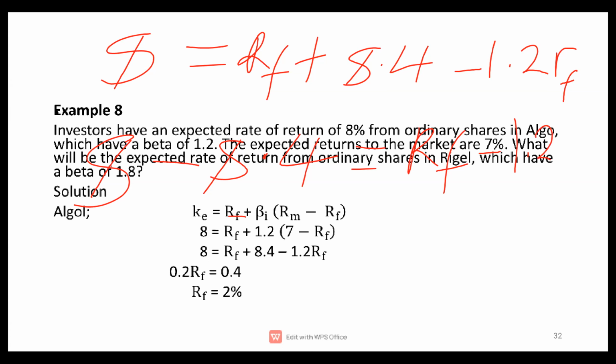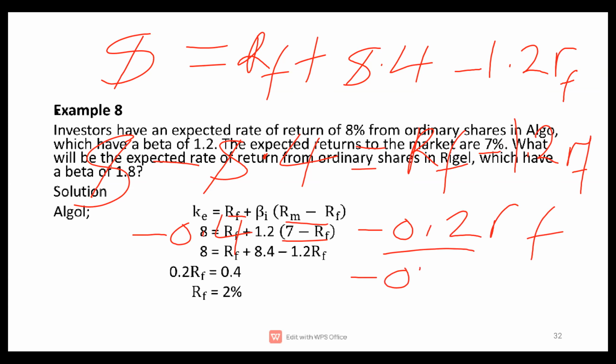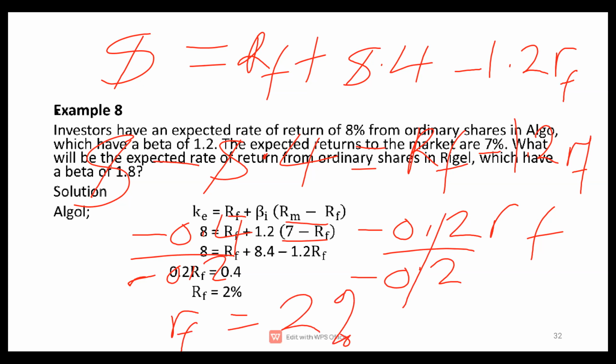So 8 minus 8.4 will give you negative 0.4. That should be equal to negative 0.2 risk-free rate. And you divide through by negative 0.2, so that you can have the risk-free rate, which is equal to 2%.